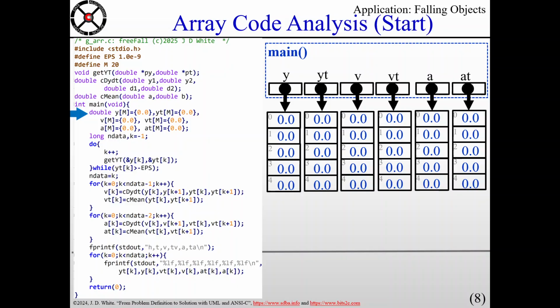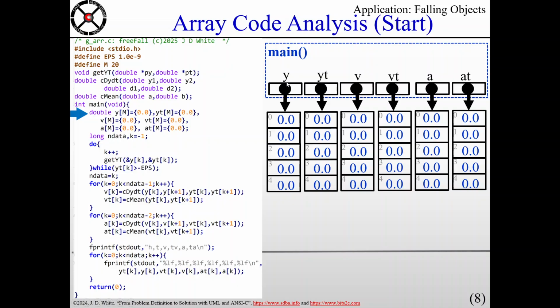Okay, all these arrays are allocated. 0, 1, 2, 3 are the indexes. Index 0, 1, 2, 3, 4. Index 0, 1, 2, 3, 4. VT 0, 1, 2, 3, 4. So main has control of pointers.